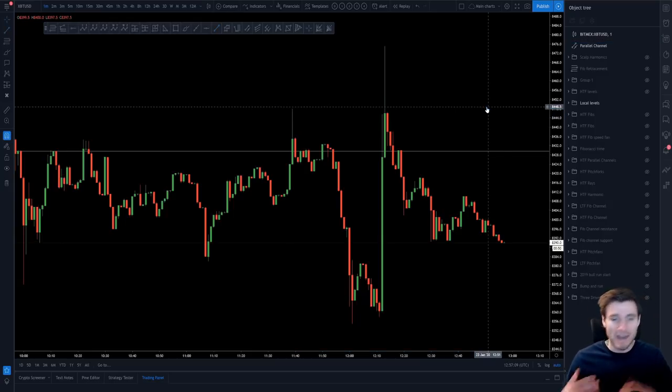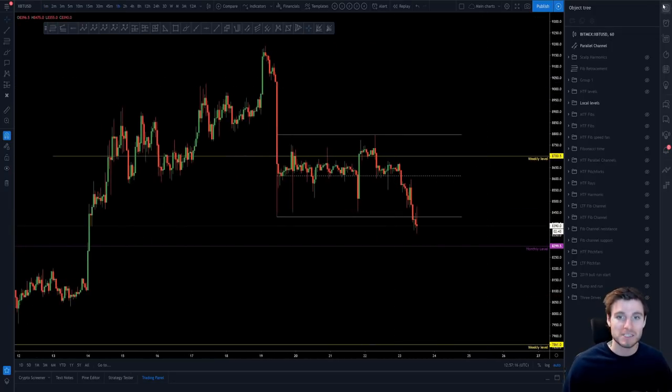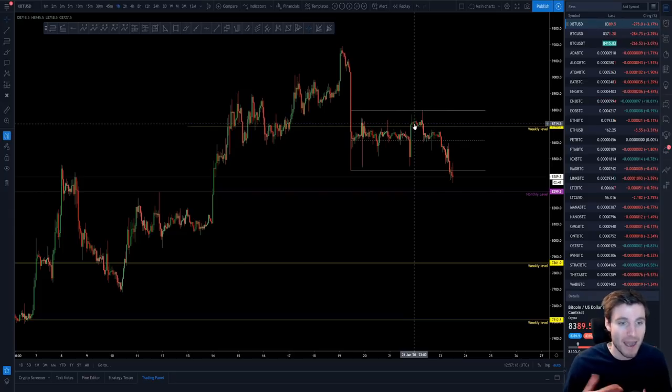So I must say, on the short, I'm in a short position right now, but it's not necessarily all doom and gloom. I must say that from a higher time frame perspective, I do still have more of a bullish bias.